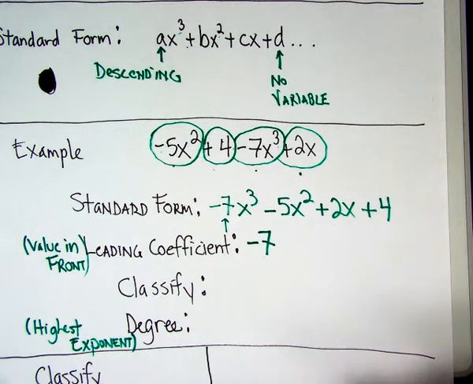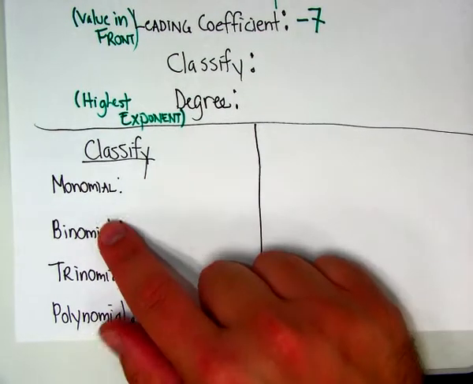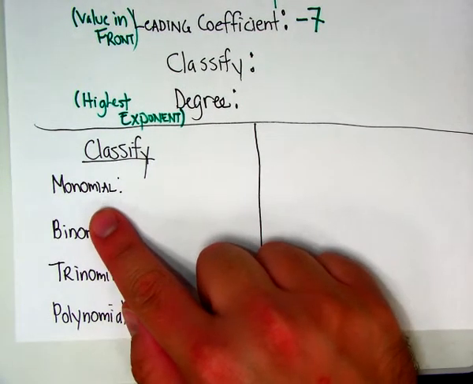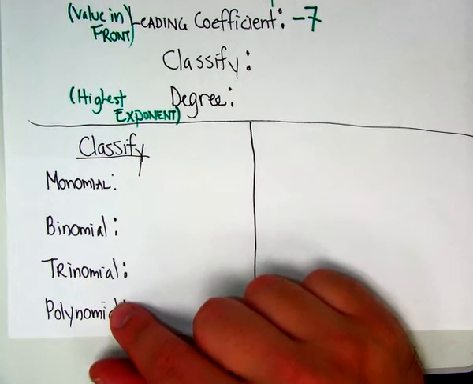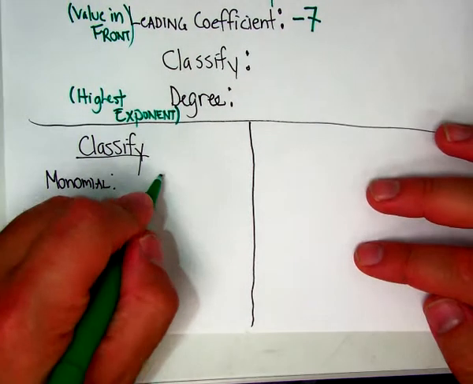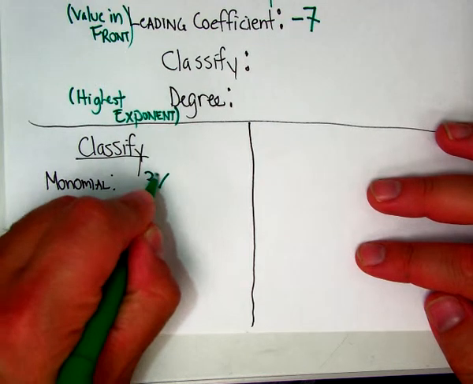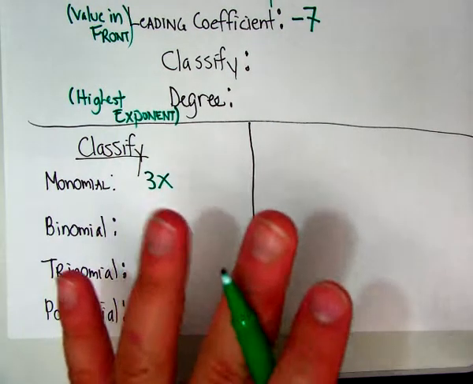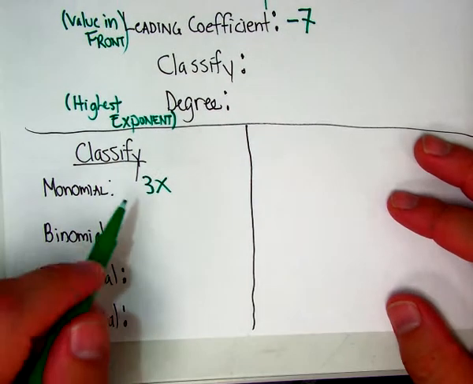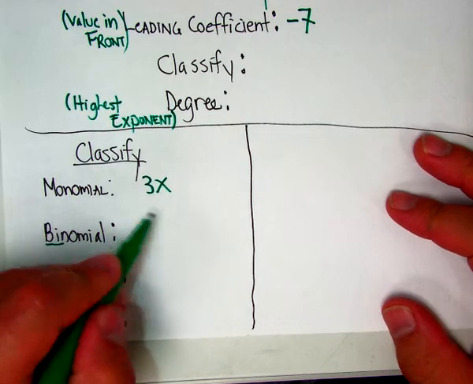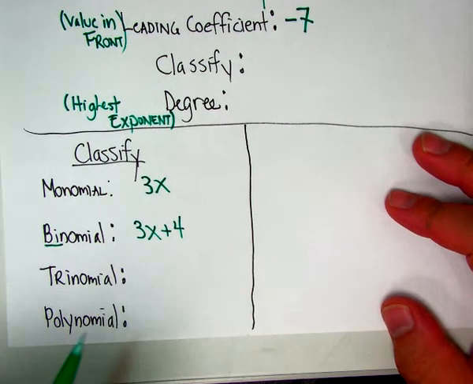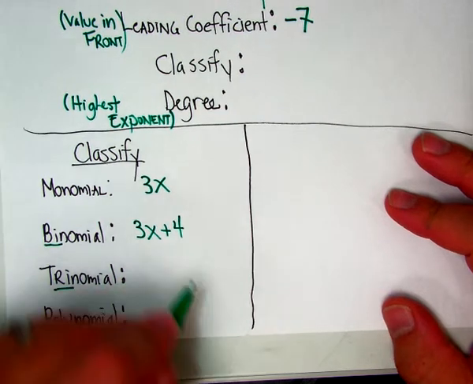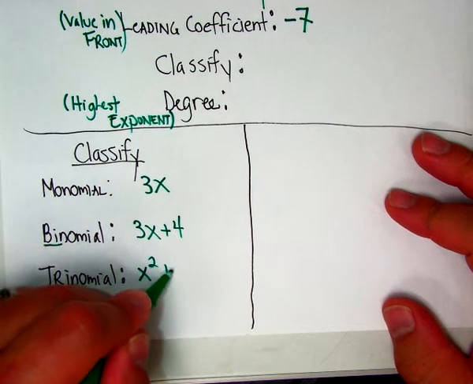Classifying this, let's go down here to classification. There's 4 different kinds of classes that we might have. There's monomials, binomials, trinomials, and polynomials. Monomials, an example of this would be like if I have 3x. There's just one term. A binomial is going to have 2. So it would be like 3x plus 4. A trinomial is going to have 3 parts. So that would be like x squared plus 3x plus 4.